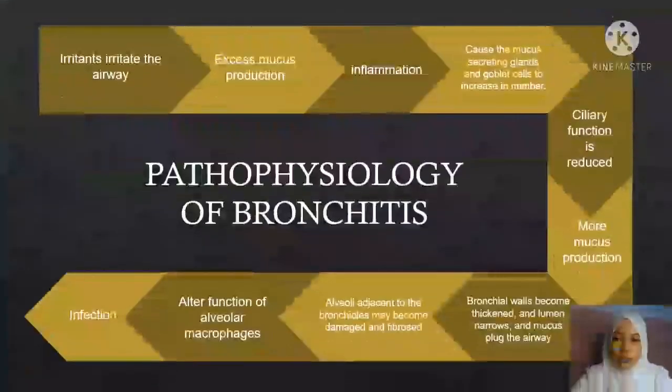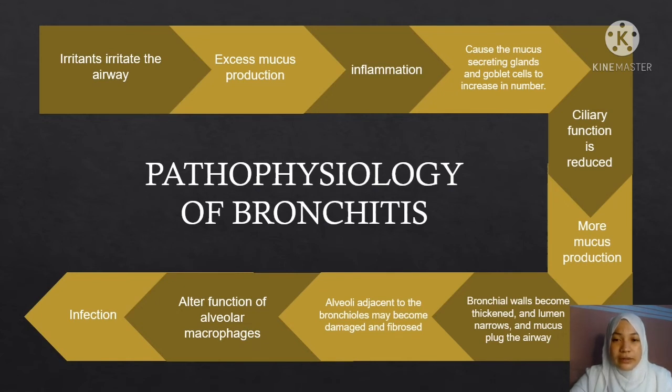So let's proceed with the pathophysiology of bronchitis. Now, the irritants irritate the airway that will result in excess mucus production and inflammation. Now, this inflammation will cause the mucus secreting glands and goblet cells to increase in numbers. As they increase in number, the ciliary function is reduced and will cause the mucus production to be more. As mucus is produced more, the bronchial walls become thickened and the lumen will narrow, and this mucus will plug the airway.